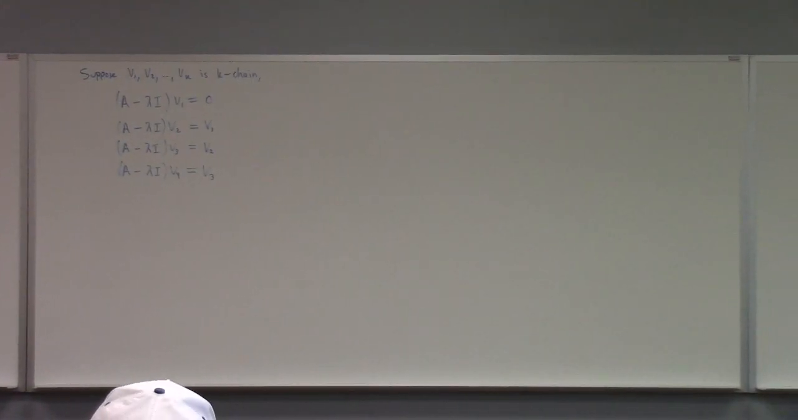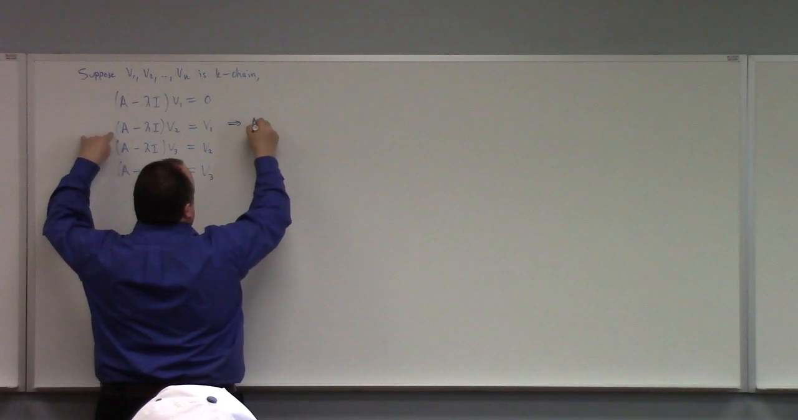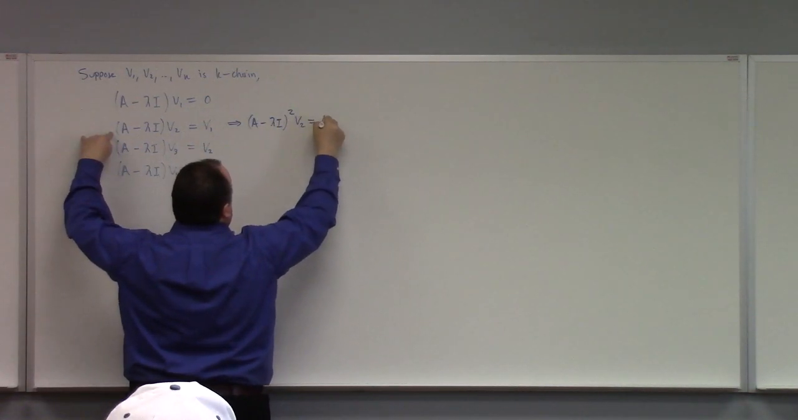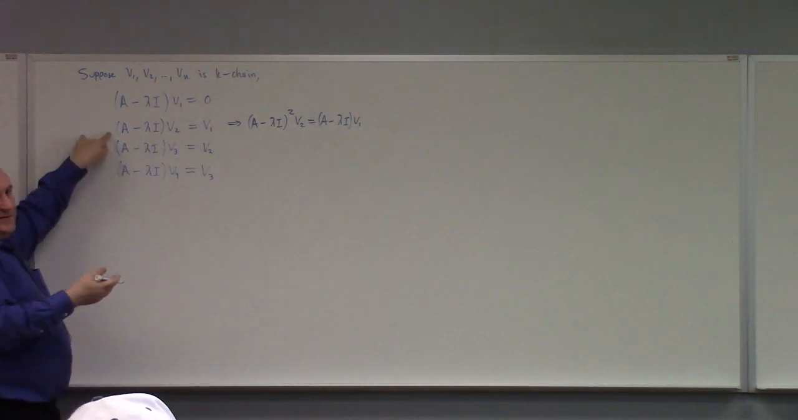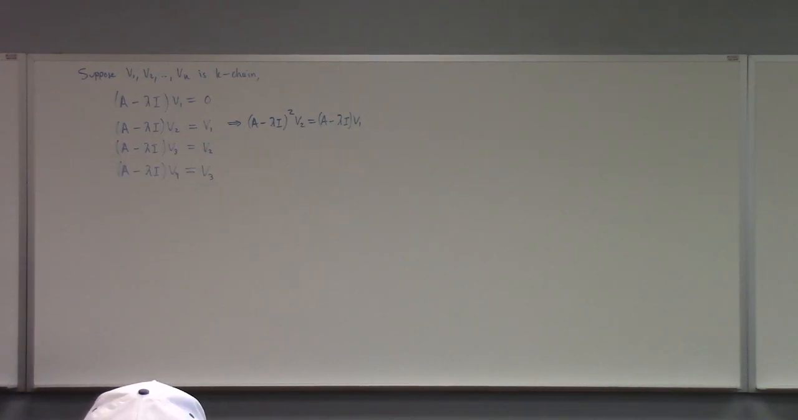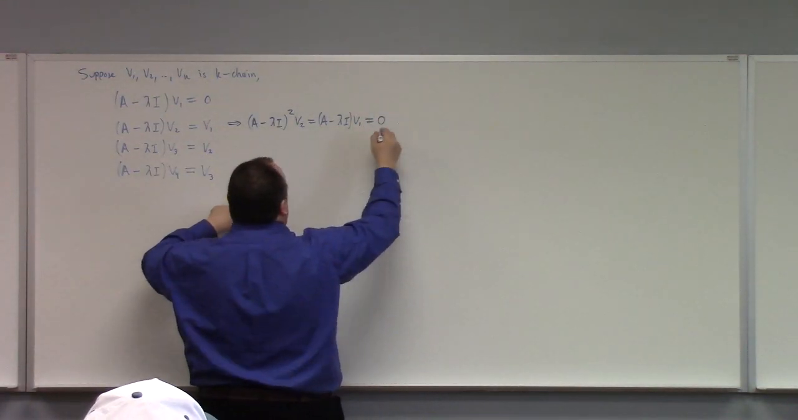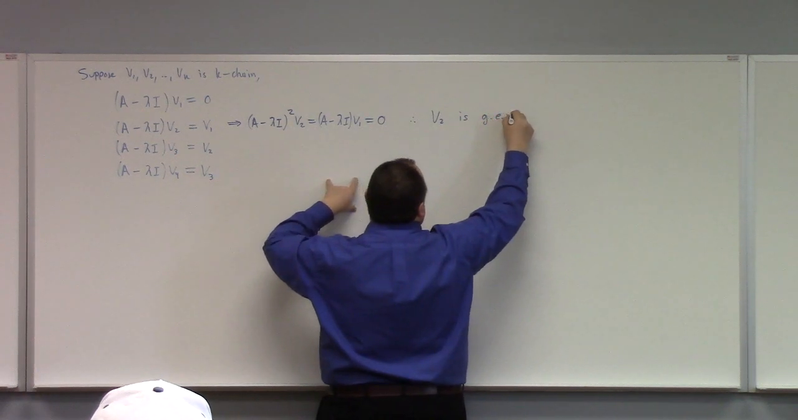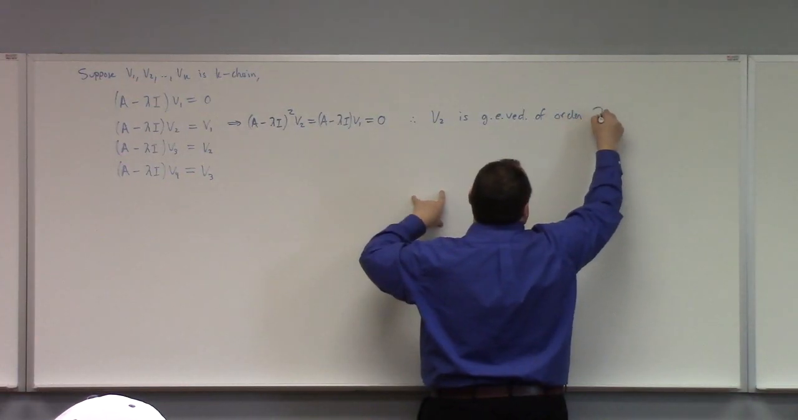All right, so what happens then with this second equation here if I multiply by (A minus lambda I) squared, again, right? What is (A minus lambda I) v1 though? It's 0, right, by the assumption. So therefore v2 is a generalized eigenvector of order 2.